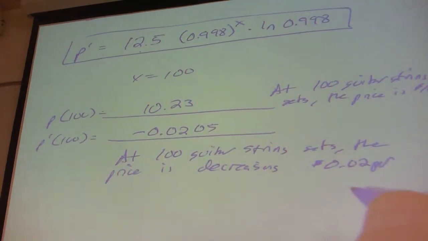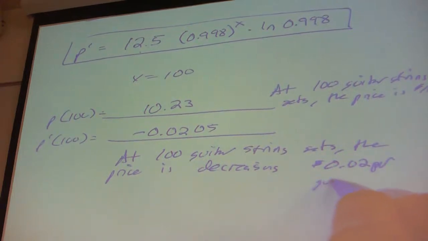Per, so make sure you look, per guitar set. Derivative is always something per something. The only thing I did new was that it's a derivative of a special case. It's the only thing new. Questions on that?